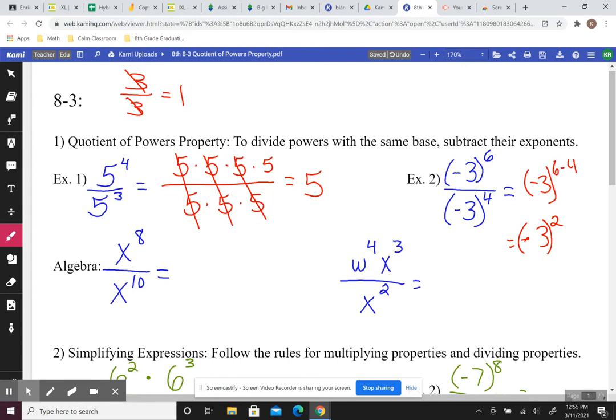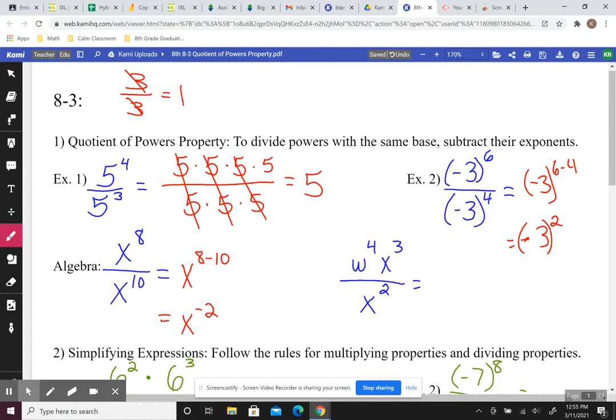Looking at the third one, dealing with algebra, we have x to the 8th power divided by x to the 10th. So you're doing x to the 8 minus 10. That's going to equal x to the -2 power. And as long as we can leave it as a -2 power, it's not a problem.